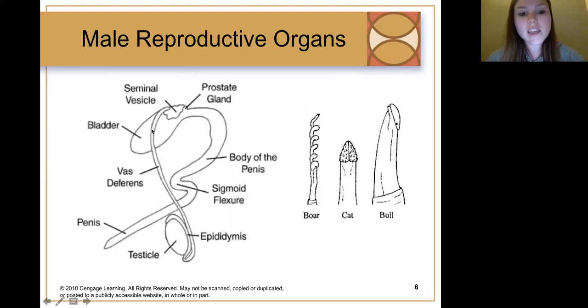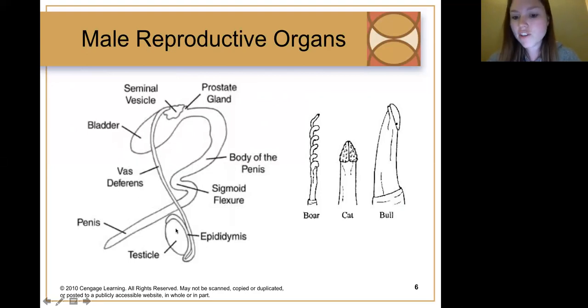So basically, that's the bladder, and then you have your prostate gland. You have the vas deferens, which is the duct that connects to the testes. So we'll talk about that in a little more detail. And then you have the body of the penis, the sigmoid flexure, which is kind of like this S-looking shape. And then you have the penis itself.